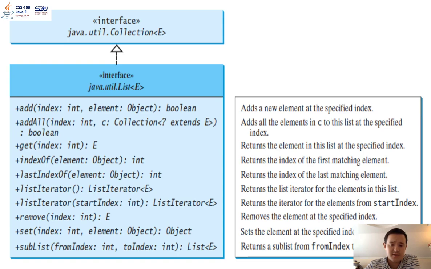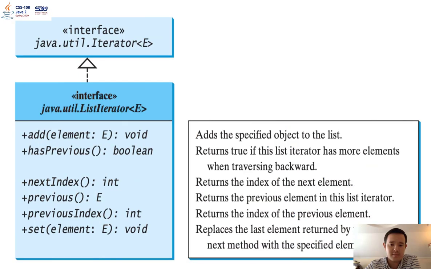And set is a method that changes an element at some certain index. And sublist returns a list containing the same type of elements between these two indices. The from index is included and the to index is not included, as you can see in the description of the method. Now let's look at the iterator, list iterator interface.